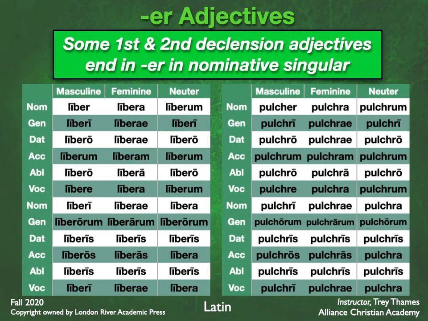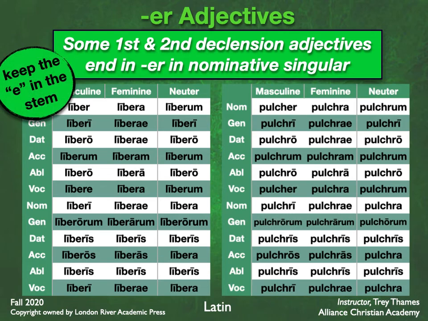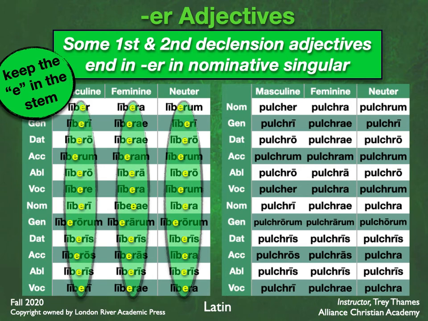Okay, so here are a couple of examples. We have liber, libera, liberum. This is an adjective that means free. Notice that there is an e in all three forms, masculine, feminine, and neuter, nominative singular. Then next to that, pulcher, pulchra, pulchrum. This is an adjective that means beautiful. If you'll notice, liber, libera, liberum keeps the e all the way down, in masculine, feminine, and neuter.